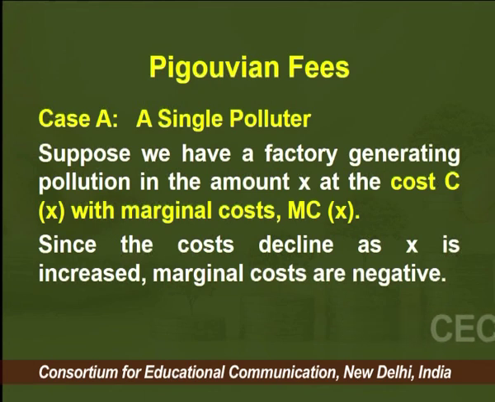Since the cost declines as X increases, we follow the same criteria as discussed in the earlier part: as you emit more, you tend to abate less. And when you abate less, you reduce the cost. So marginal cost is a negative function of emission X.